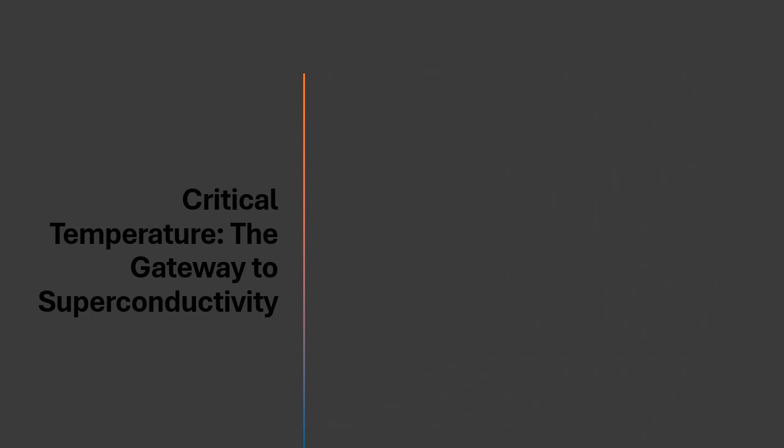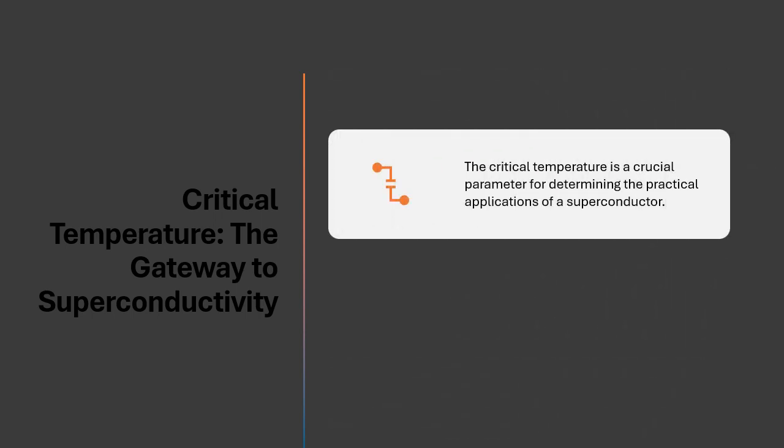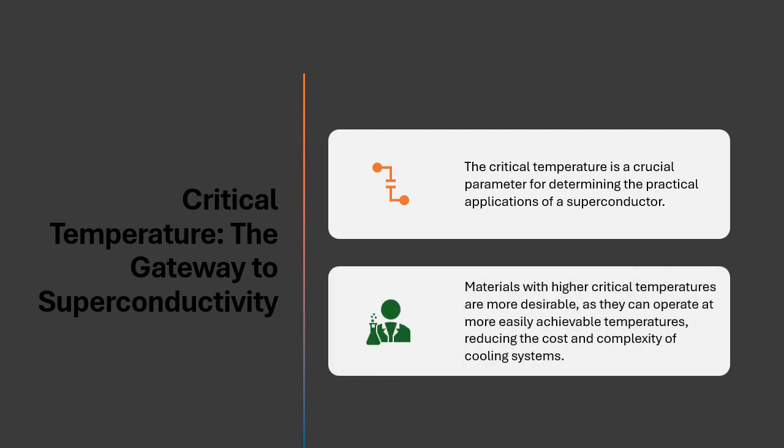The critical temperature is a crucial parameter for determining the practical applications of a superconductor. Materials with higher critical temperatures are more desirable, as they can operate at more easily achievable temperatures, reducing the cost and complexity of cooling systems.